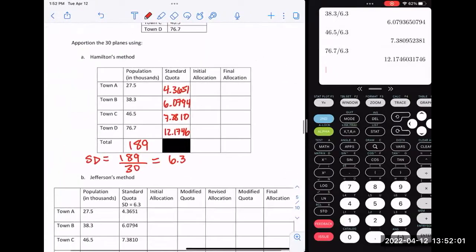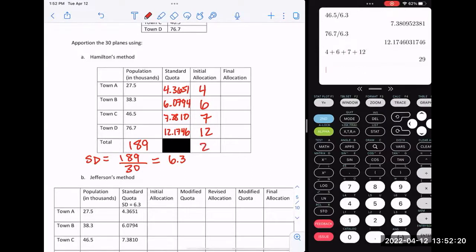So this is going to be 4, 6, 7, and 12. I'm just taking those standard quotas and rounding them down, or essentially dropping the decimal part. And so if I add those, I get 29. So the idea is that this needs to add up to however many I have to apportion, in this case, 30 planes. If it adds to 30, I'm done, right? If it doesn't add to 30, that's when I have to use whatever method I'm using.